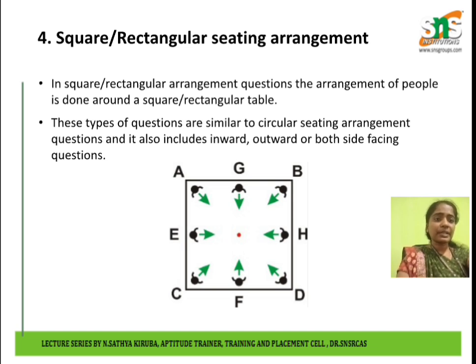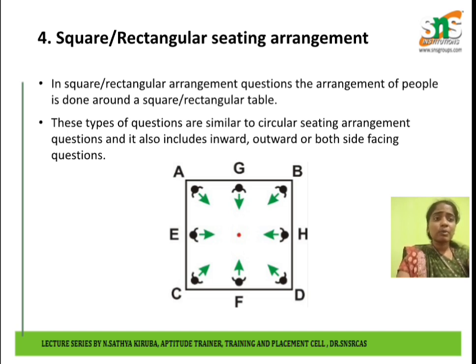And the fourth type is square or rectangular seating arrangement. Whenever there is a closed surface, facing the center or facing away from the center is the important thing to consider. In square and rectangular questions, the people are arranged around the square or rectangle. It is similar to circular arrangement, but these questions have corners, whereas corners are ignored in a circle. Also, diagonals will be specified in square and rectangular problems, whereas they are ignored in circular seating arrangement.